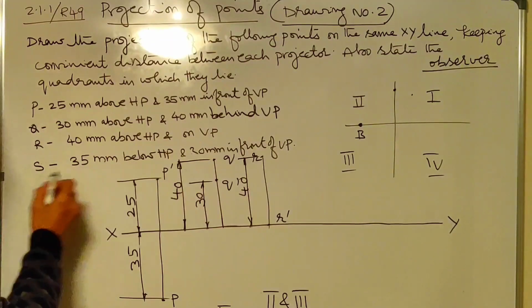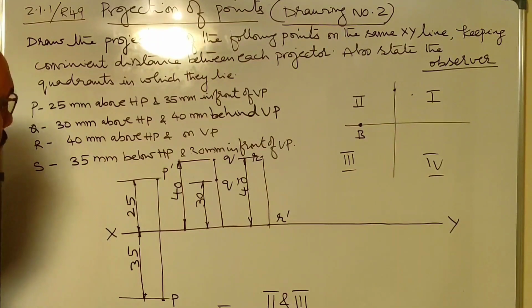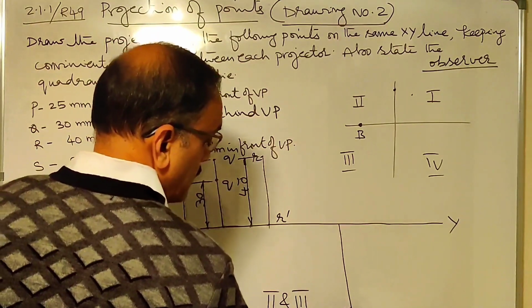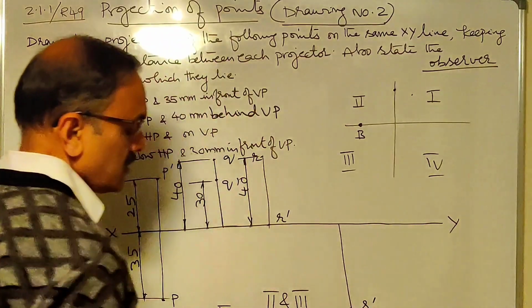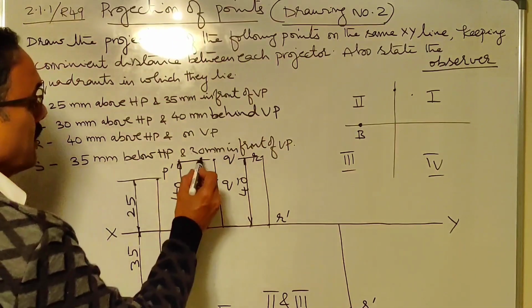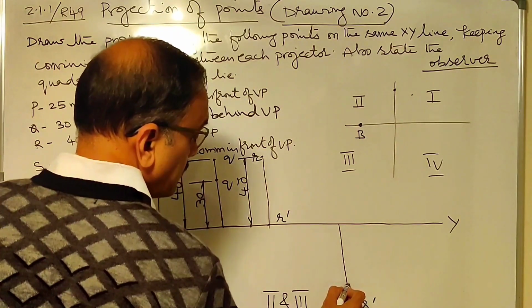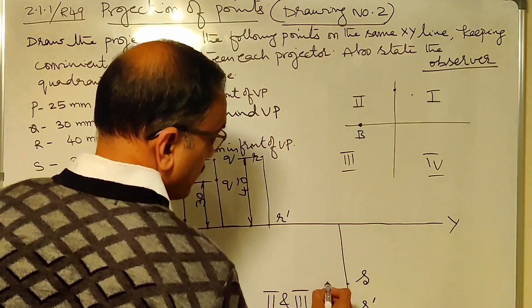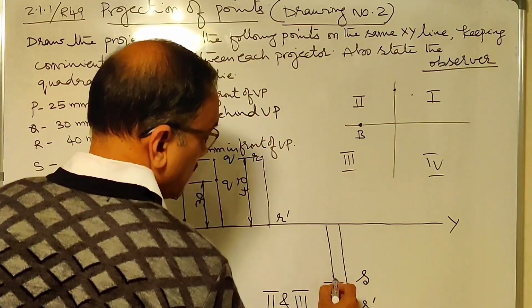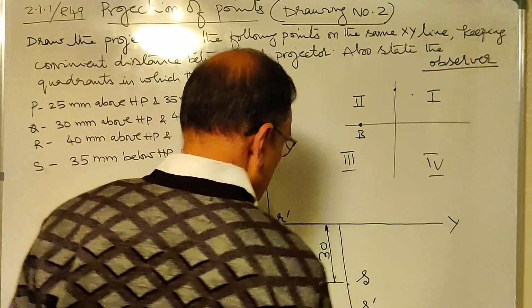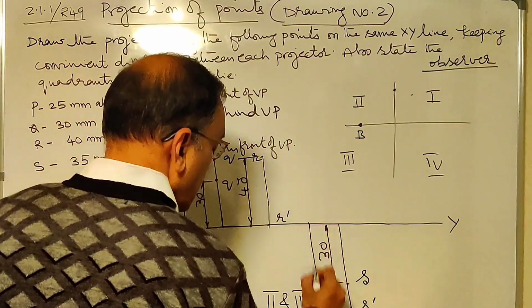Now the last point, point S, 35 mm below HP and 30 mm in front of VP. 35 mm below HP, so that is S dash, 30 mm in front of VP. Yes, this is 30, 35 mm below HP.